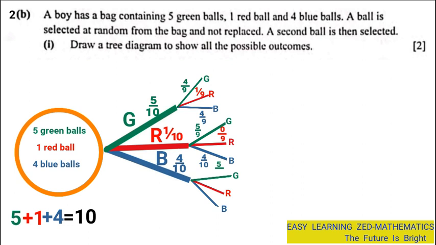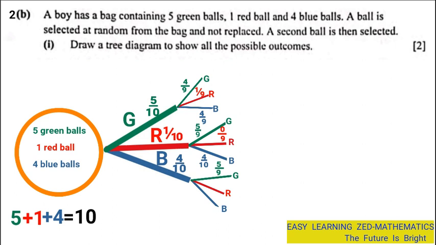Then what will be the probability of picking a red ball when a blue ball was picked at first? Okay, so the probability will be 1 over 9.